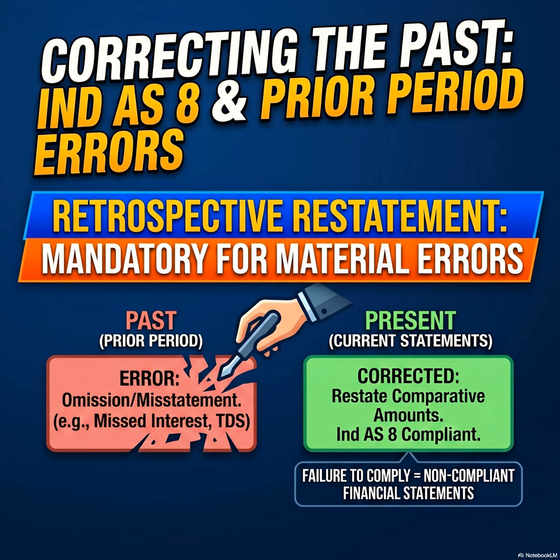Okay, so assuming we have identified a material prior period error or an intentional immaterial one, like our omitted electricity interest, we have to execute the remedy.